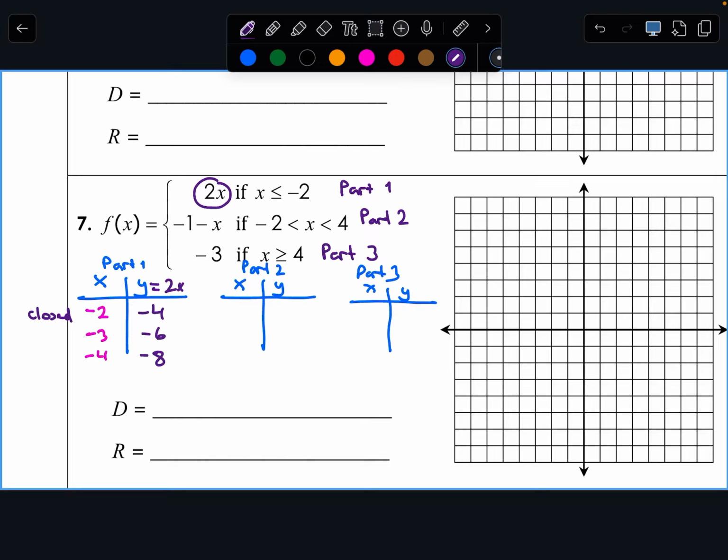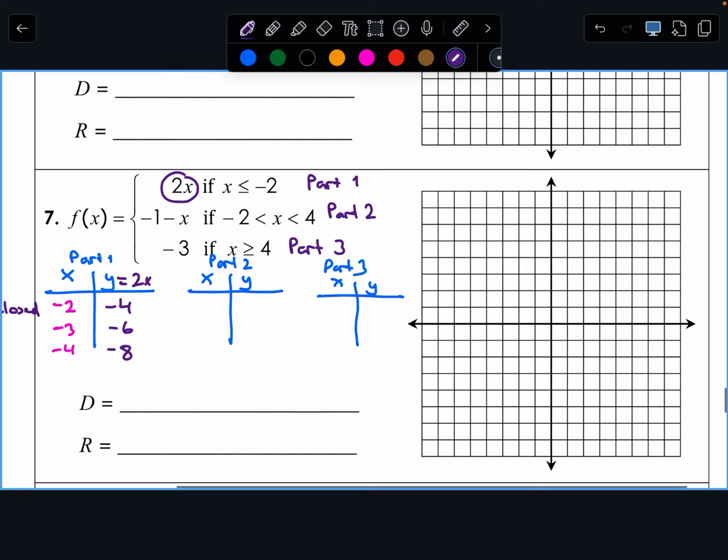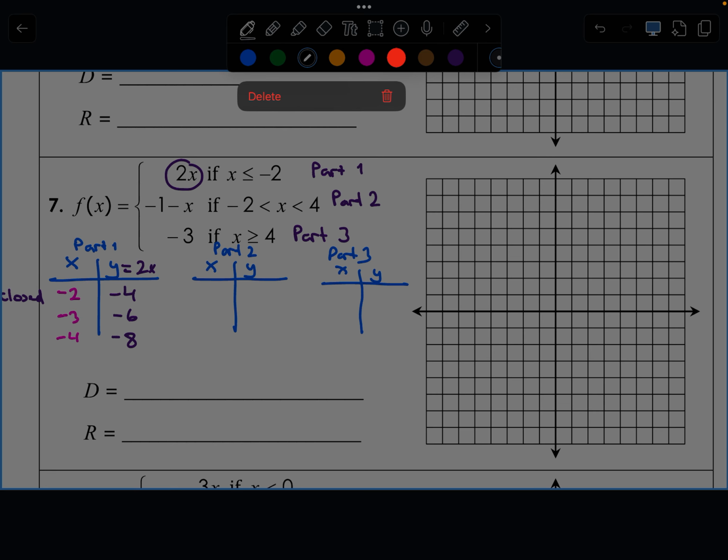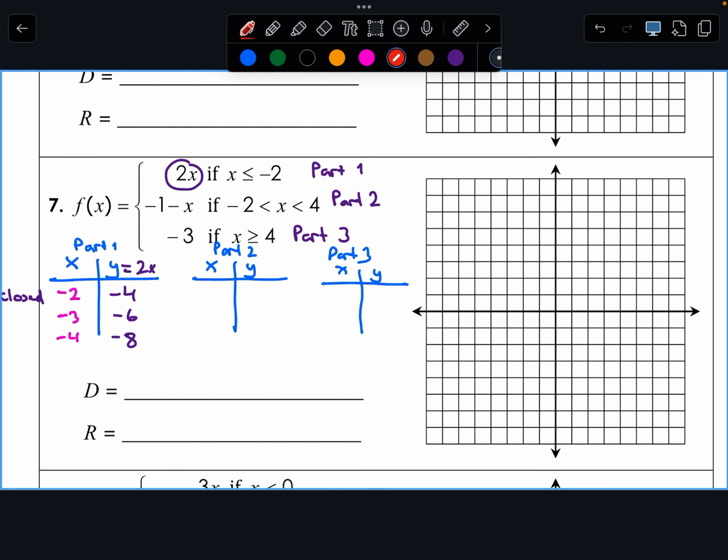Does anyone have a question about how we got the numbers for part 1? So now we're going to graph part 1. We're going to go to our coordinate plane and start by plotting -2, -4. So -2, so 1, 2 to the left, and then 1, 2, 3, 4 down. And again, it's going to be what kind of circle? Closed. So I'm going to put a closed circle right there.